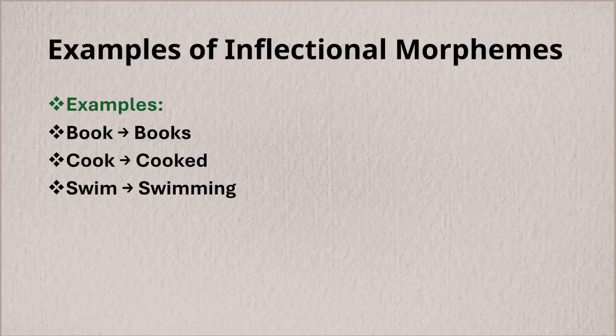For example, when s is added to book, it becomes books, marking the plural form without changing the word class, and it remains a noun. Similarly, ed in cooked indicates the past tense of the verb cook, and ing in swimming shows the continuous aspect of the verb swim. These examples show that inflectional morphemes modify form but not meaning or class. They provide grammatical detail that helps us understand how words function within sentences, making them essential elements of English morphology.